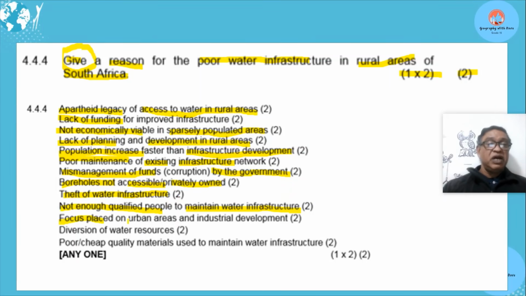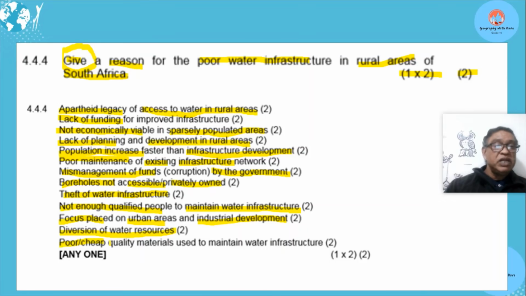Focus placed on urban areas and industrial development. Another huge thing. We focus more on industrial development because we feel it's going to bring in more money, and on the urban areas and less on the rural areas. We see it in all structures, whether it's education, whether it's whatever. But that's where our focus goes. Diversion of water resources, moving them somewhere else. You understand? And not bringing it to the areas. Sometimes water projects are brought in, but it's diverted, furrows, projects, whatever.